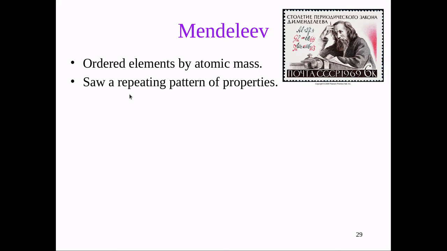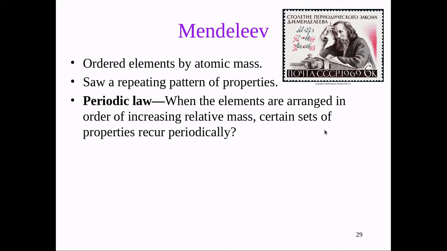And what he saw is he started to see a repeating pattern of the properties. He'd see that this element's like this, it's like this, it's like this. And then all of a sudden he starts to see one that looks a lot like the first one. And then it repeats over and over again. So he comes up with what he calls his periodic law. He says that when the elements are arranged in order of increasing relative mass, certain sets of properties recur periodically. And that's where the periodic table comes from.